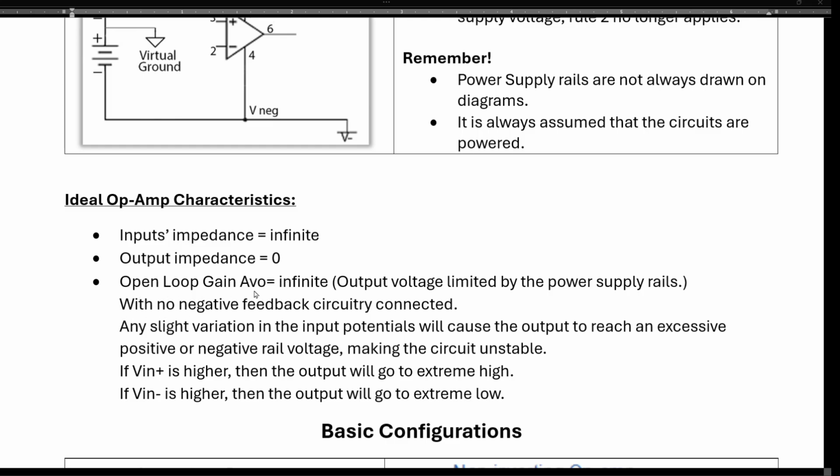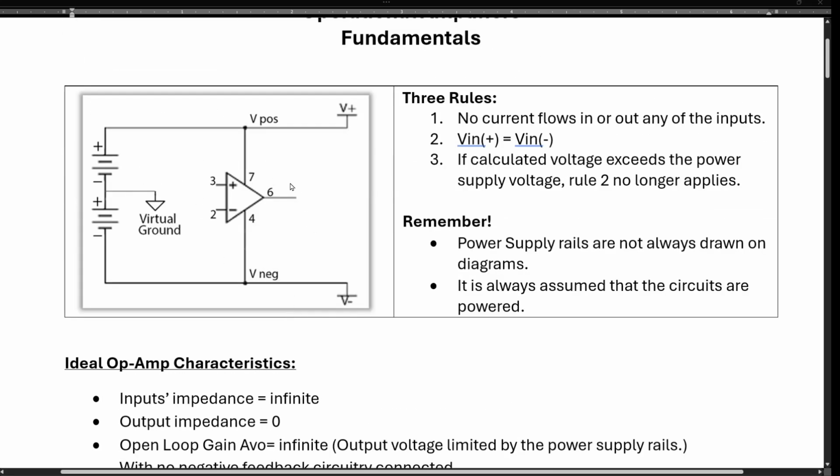Open loop gain is always infinite. Open loop gain, that means open loop. There are no feedback loops between the output and any of the inputs. There are no connections through any resistors or wires. It's just the way it is. So we call it open loop gain that this amplifier is going to give you, and it's infinite, which means that any slight variations between those potentials, things are going to go either north or south, right?